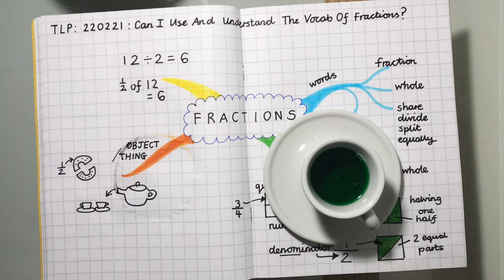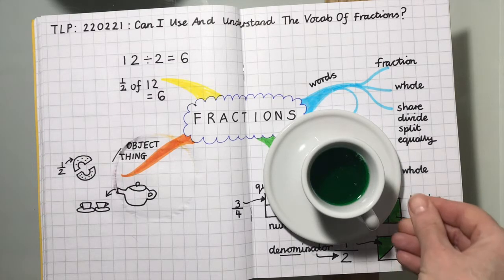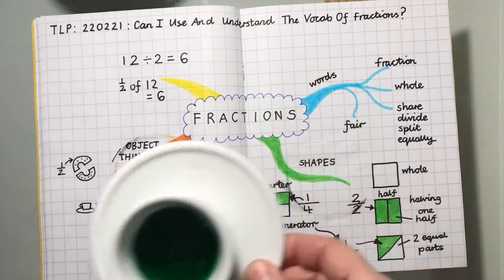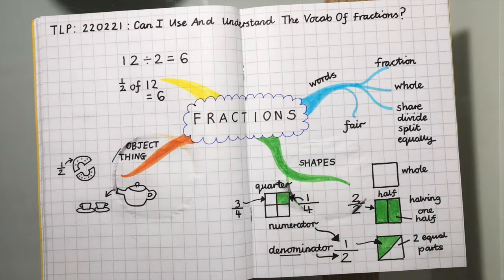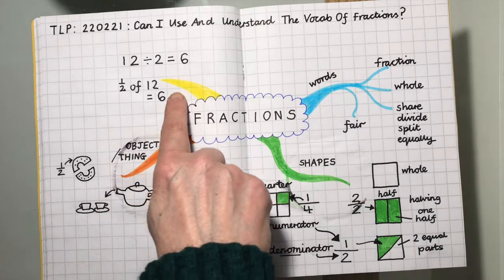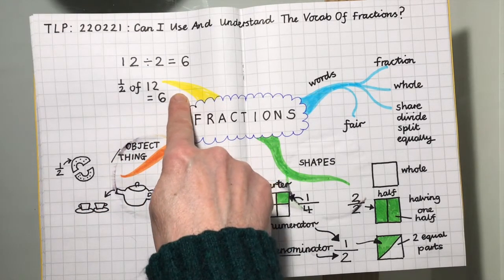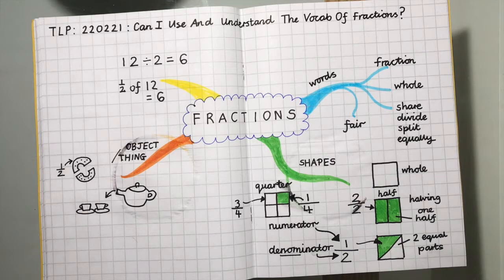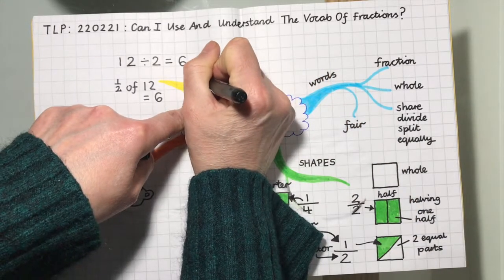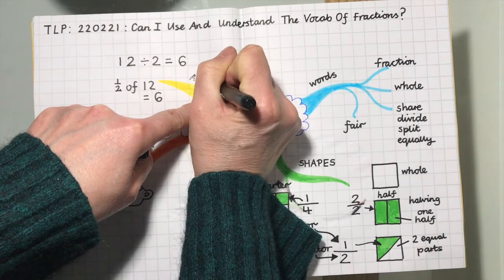So we can share liquids, we can share foods. Oh dear, the bottom of my cup was wet and I've made a little mark on my mind map now. Never mind. On to the yellow branch. So we've got fractions of amounts. So you can actually just have a quantity of something.